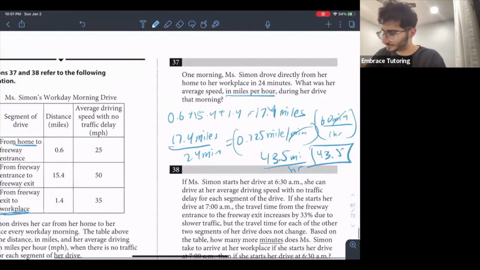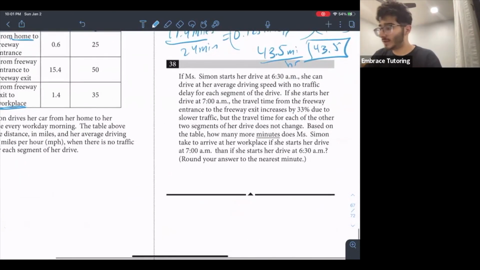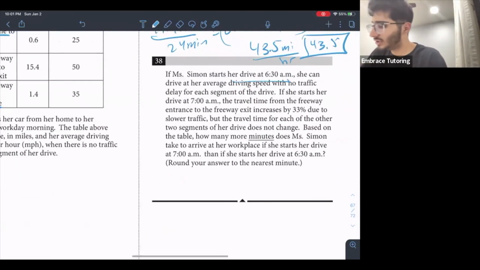For 37. The last question, 38. If Miss Simon starts her drive at 6:30 a.m., she can drive at her average speed with no traffic delay for each segment of the drive. If she starts her drive at 7 a.m., the travel time from the freeway entrance to the freeway exit increases by 33% due to slower traffic, but the travel time for each of the other two segments of her drive does not change. Based on the table, how many more minutes does Miss Simon take to arrive at her workplace if she starts her drive at 7 a.m. than if she starts her drive at 6:30 a.m.? Round your answer to the nearest minute.